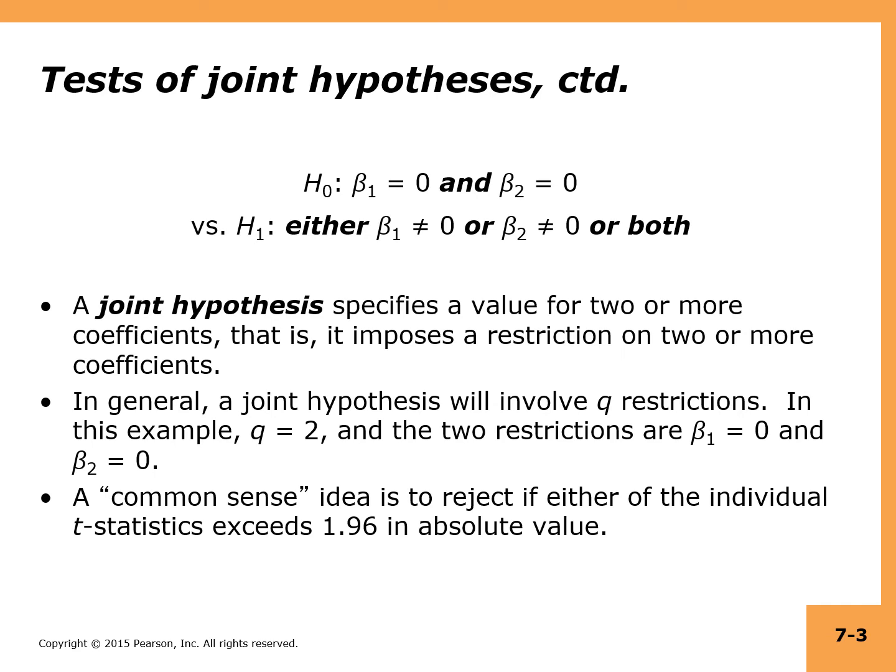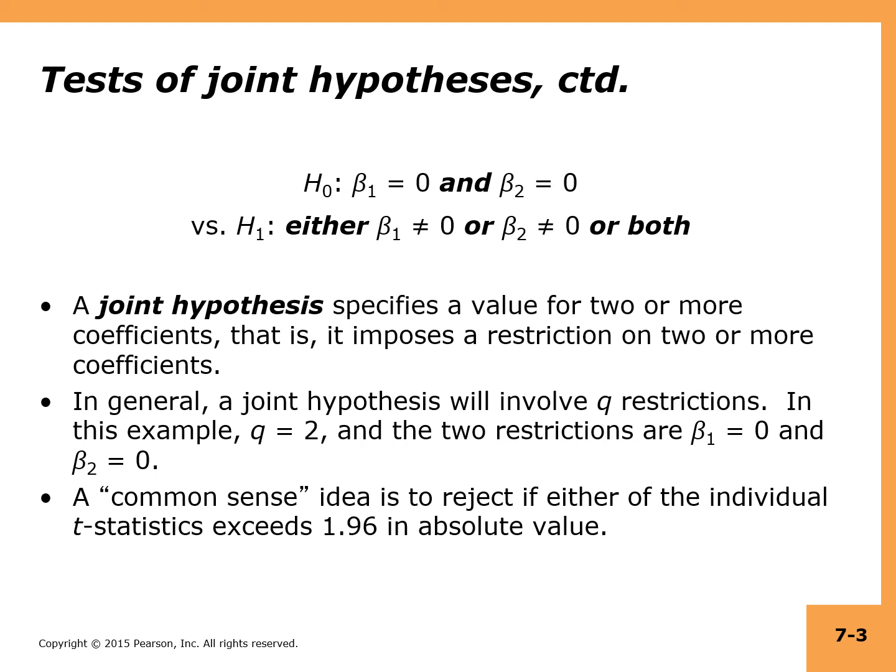So a joint hypothesis means that we're imposing a restriction on two or more coefficients. In general, a joint hypothesis involves Q restrictions. In this example, we have Q equal to 2 because there are two restrictions on two coefficients. One restriction says beta 1 is equal to 0, and the second restriction is that beta 2 is equal to 0.